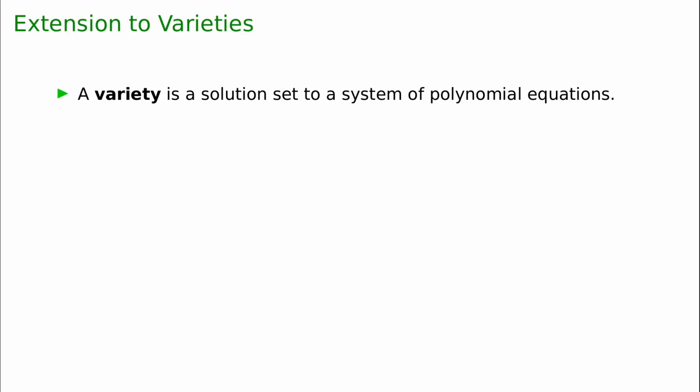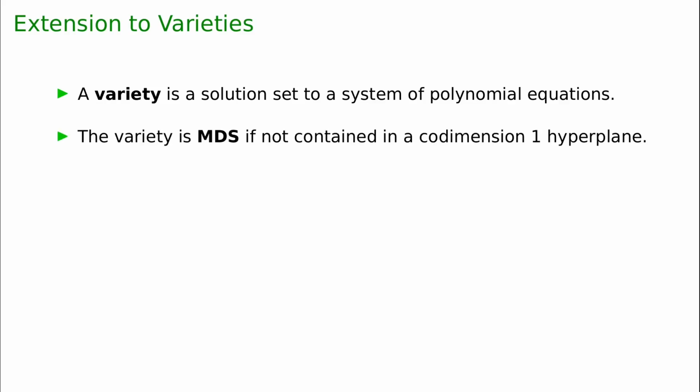We also extend our main result from polynomial codes to varieties. A variety is a solution set to a system of polynomial equations. It is an implicit characterization of the set of points instead of an explicit characterization. We say that our variety is MDS if it is not contained in a codimension 1 hyperplane.